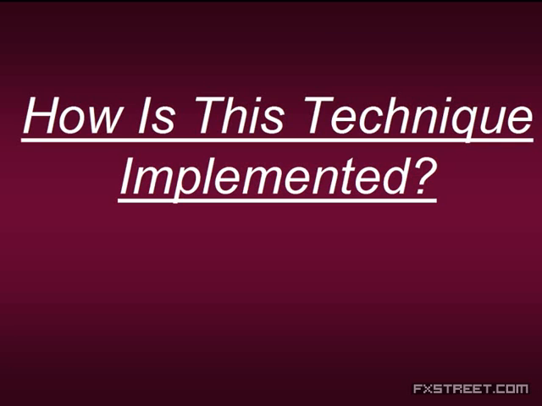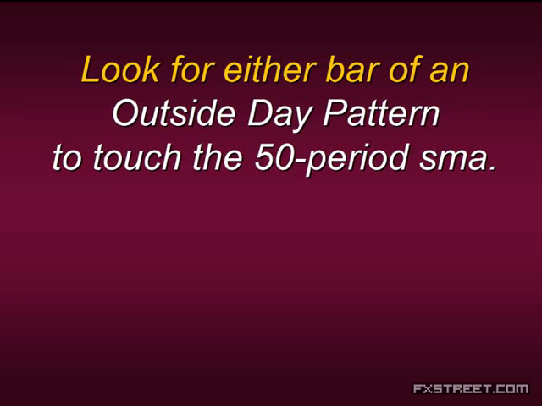All right, now we know that we're going to look for that 2-bar pattern, and we're also going to apply a 50-period simple moving average. Well, what do we do? I mean, how do we use this? Look for either bar. Remember, either the first or the second bar in that 2-bar pattern of an outside day pattern to touch the 50-period simple moving average. All right? So one of those 2 bars must be touching. Doesn't matter if we close above or below, but just one of them must be touching. If both are touching, that's fine. But one of those in that 2-bar pattern must be touching the 50-period simple moving average.